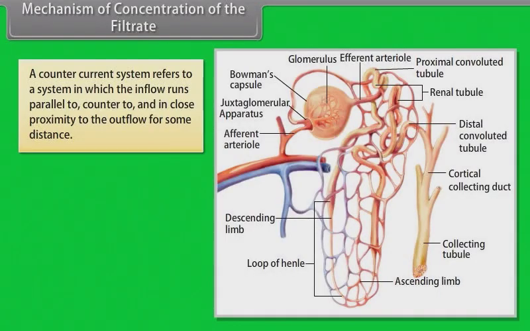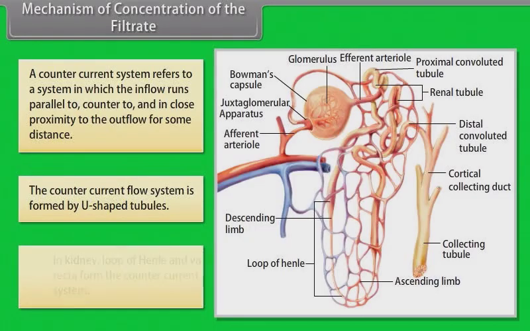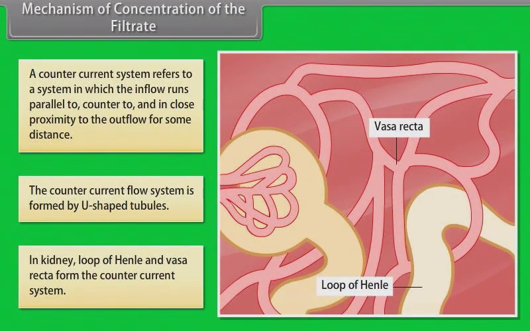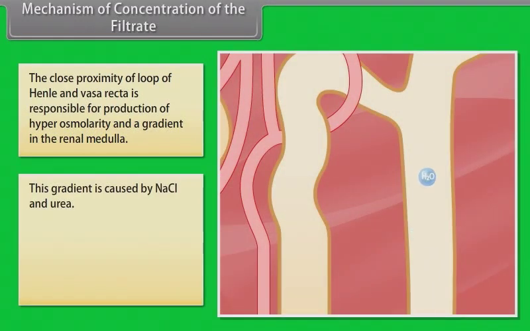Mechanism of concentration of the filtrate. A counter current system refers to a system in which the inflow runs parallel to, counter to, and in close proximity to the outflow for some distance. The counter current flow system is formed by U-shaped tubules. In the kidney, the loop of Henle and vasa recta form the counter current system. The close proximity of the loop of Henle and vasa recta is responsible for production of hyperosmolarity and a gradient in the renal medulla. This gradient is caused by NaCl and urea.